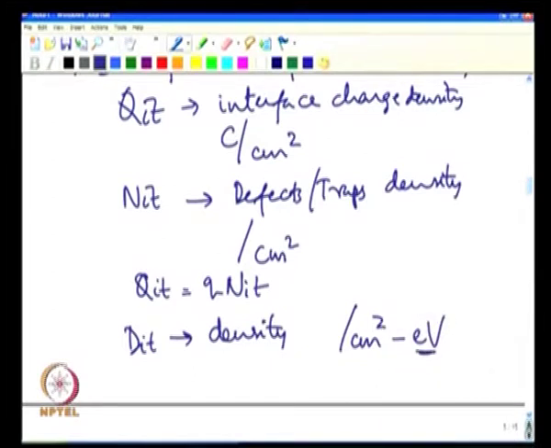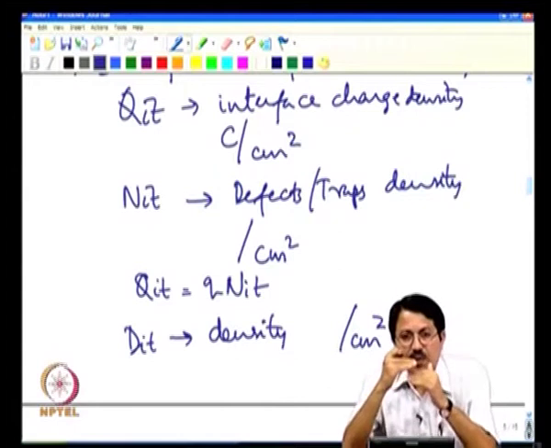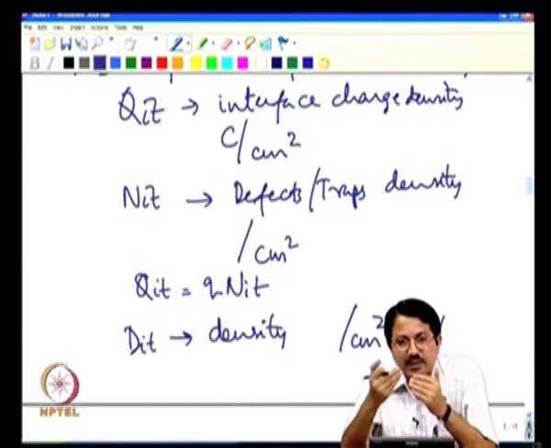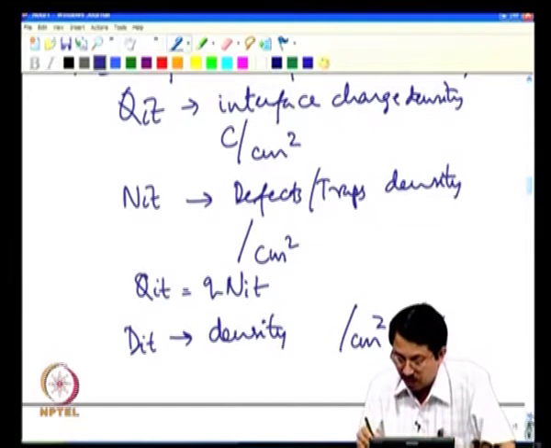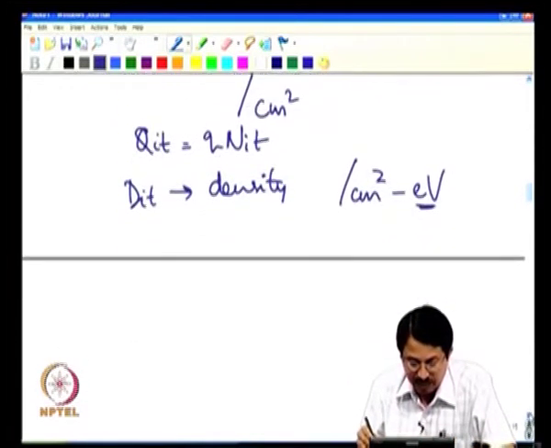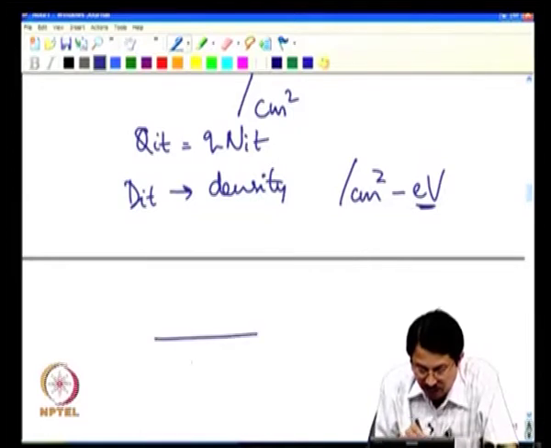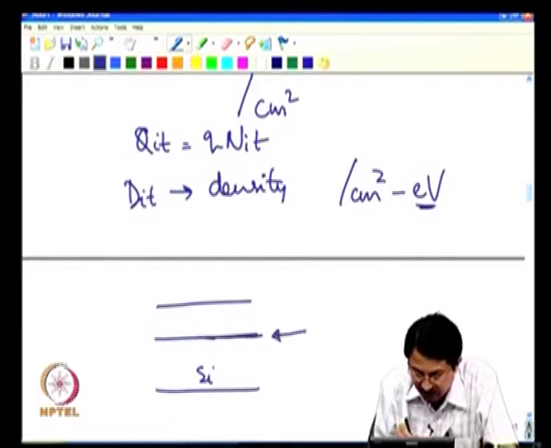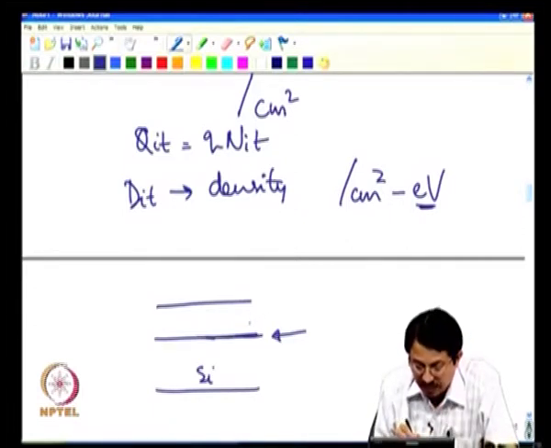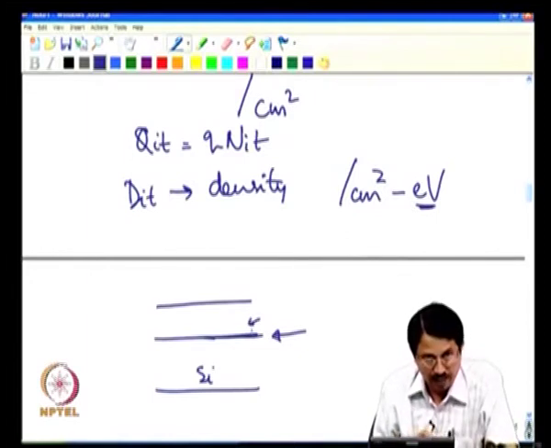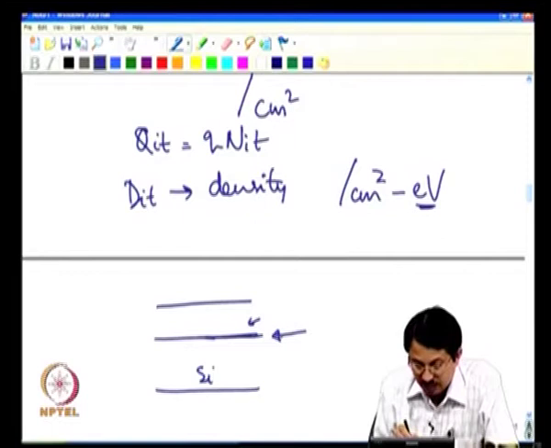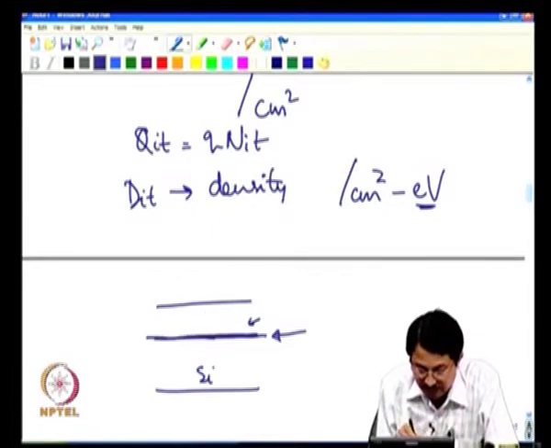And this eV is essentially what I meant. It really tells you, per unit value of energy in the band gap, what is the density. So, first of all, what are these interface traps? As the name suggests, when you have silicon and oxide, exactly at this interface, the fixed oxide charge is a little away from the interface. Whereas the interface state charge that we are talking about is exactly at this location, and hence the name interface charge, going from silicon into silicon oxide exactly at this interface.